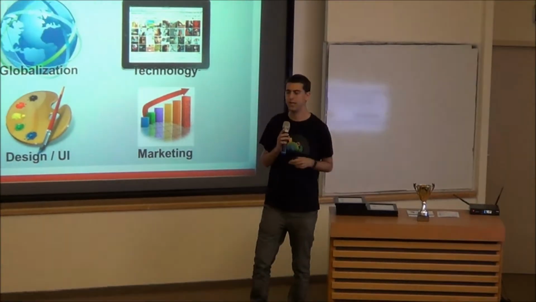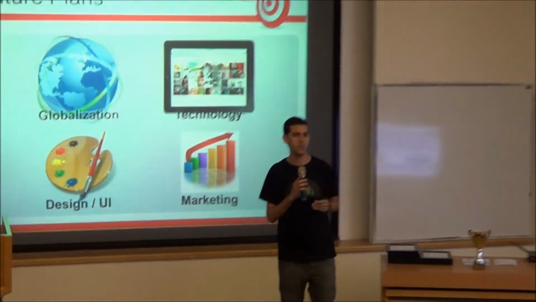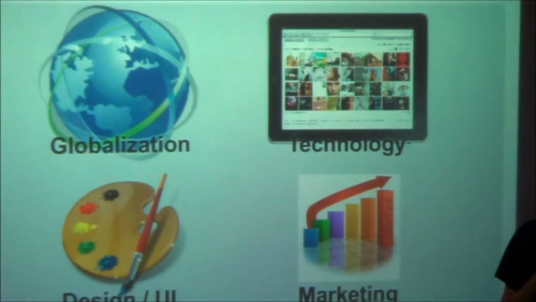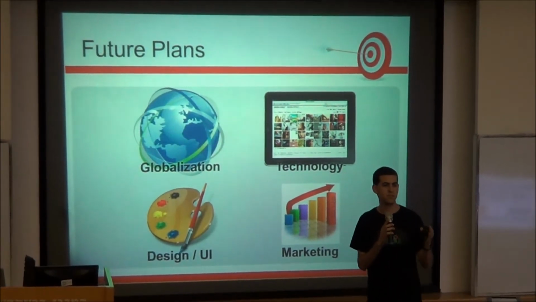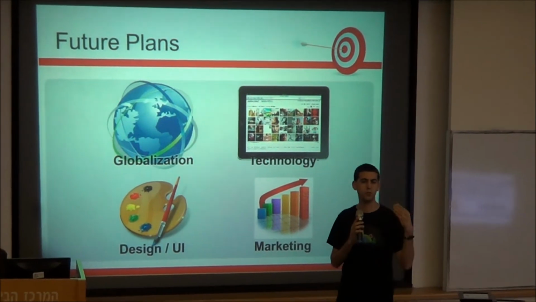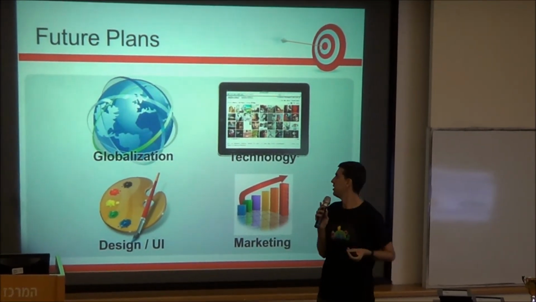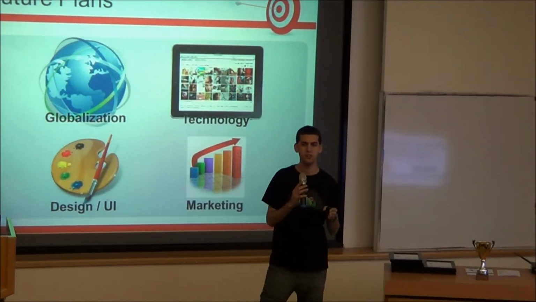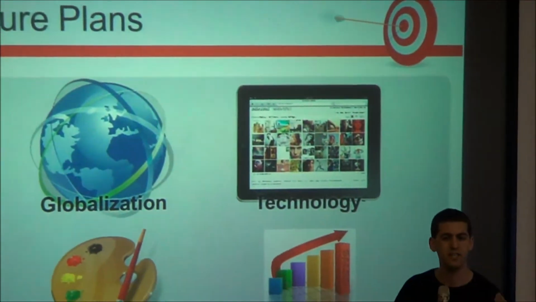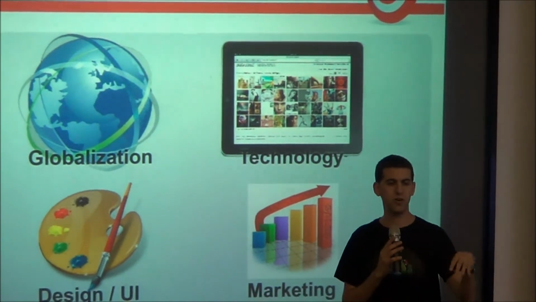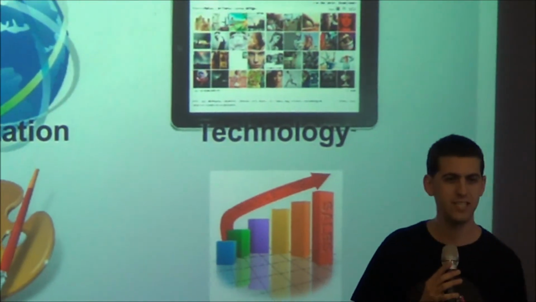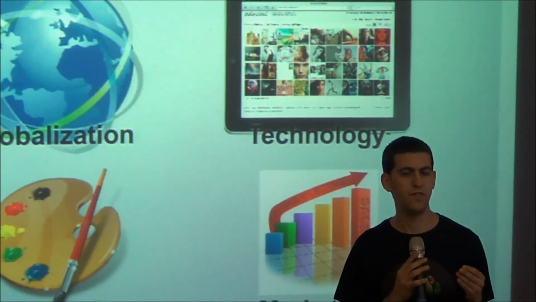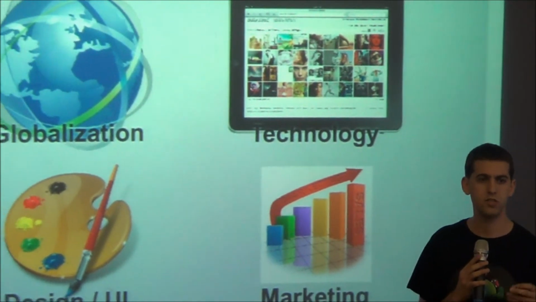What are the future plannings? Right now, I'm focusing on these 4 fields, which are 1. Globalization. Expand to as many new countries and to new markets as possible. 2. Technology. Create a mobile, iPhone, and an Android version of the website. 3. Design and UI. Work on the overall design, the user interface, and the user experience. And 4. Marketing, especially social media marketing.